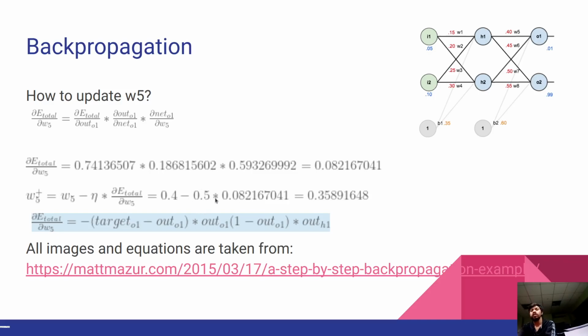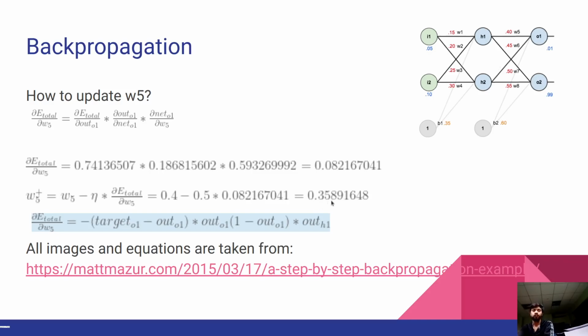And this is the value of E total with respect to W5. So, earlier value minus learning rate into the derivative. If we calculate this, the value is 0.3589. So this will be the new value of W5 in the next iteration. Suppose we are giving a new example in the next iteration, we have to forward propagate with this value and then back propagate also, but the value in the next iteration will not be 0.40, the value here will be 0.35.